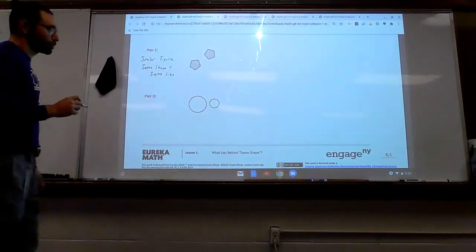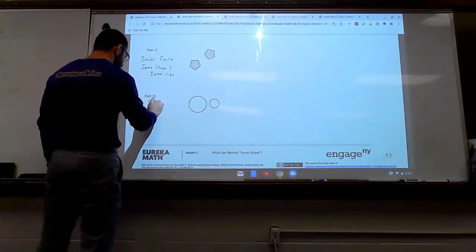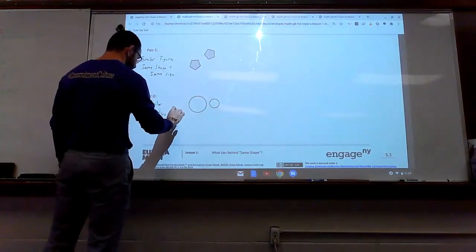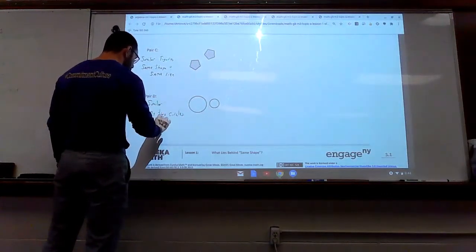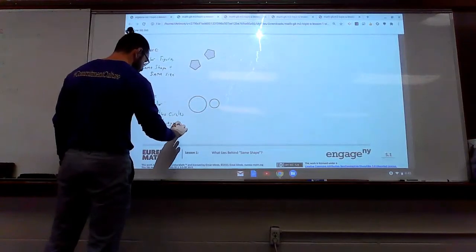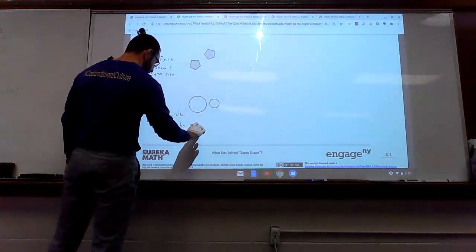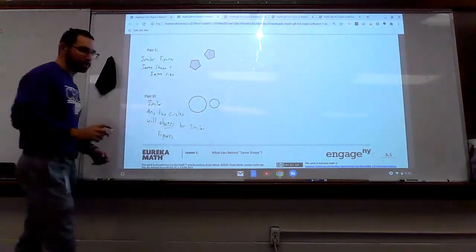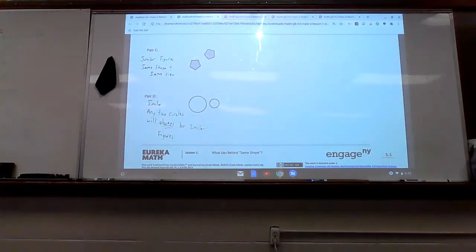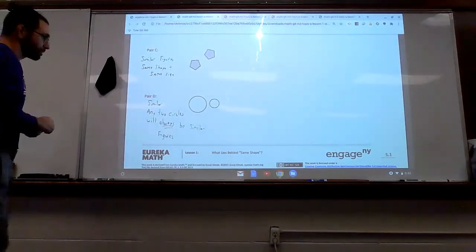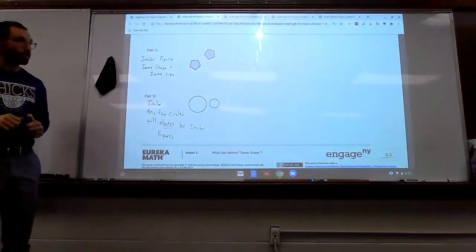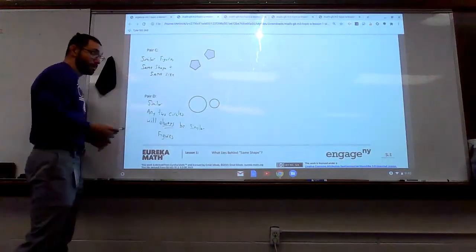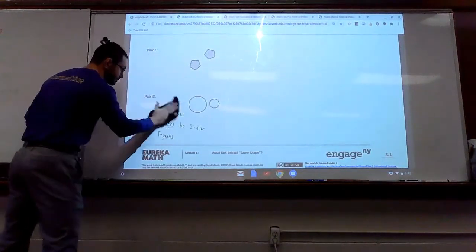And here's my favorite, circles. These are similar. Any two circles will always be similar figures. It does not matter how much bigger or smaller. A circle is a circle is a circle is a circle. They will be similar. So similar figures, same shape, not necessarily the same size, but it can be the same size. So let's keep trying.